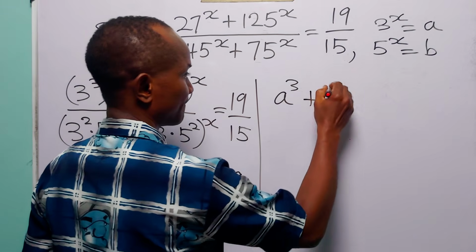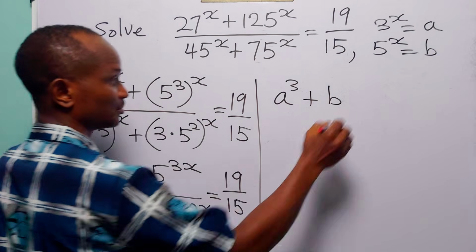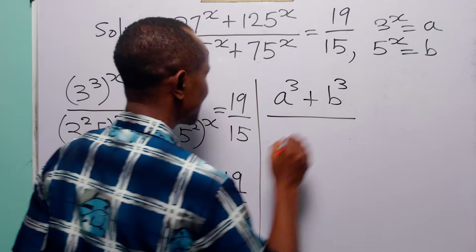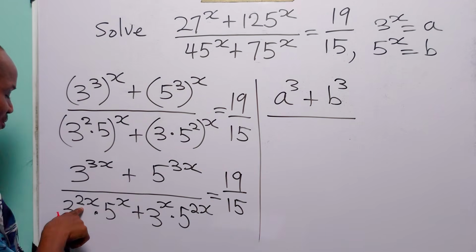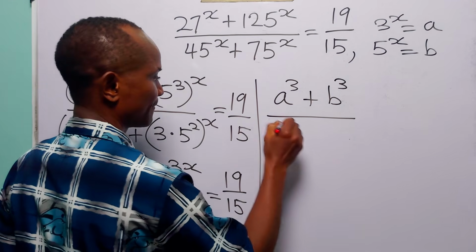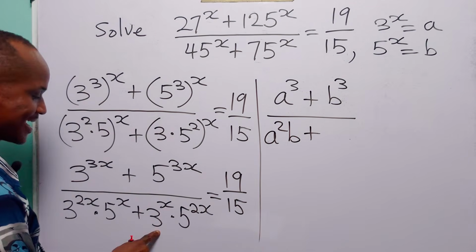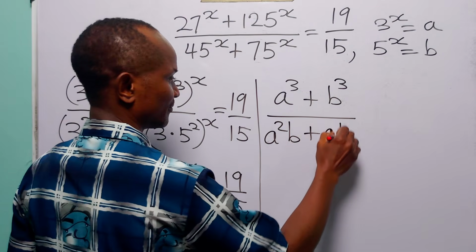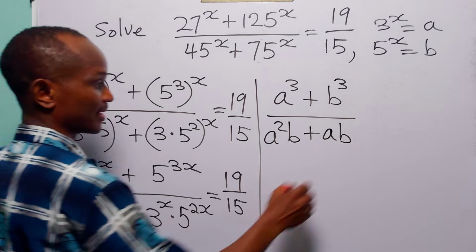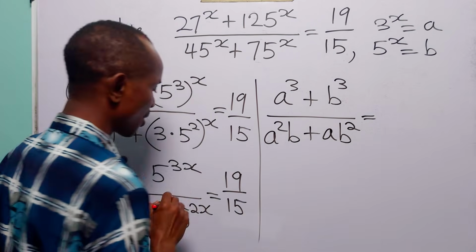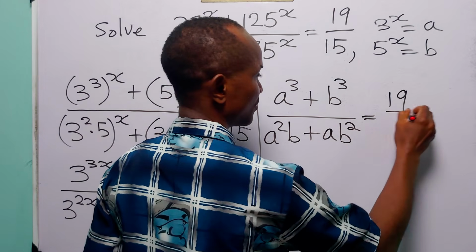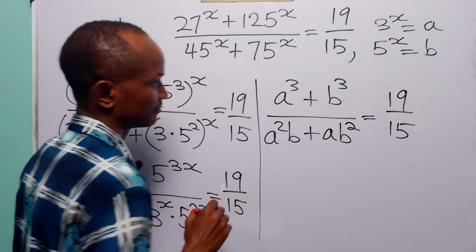Plus b cubed, divided by a squared times b plus a times b squared, is equal to 19 over 15.